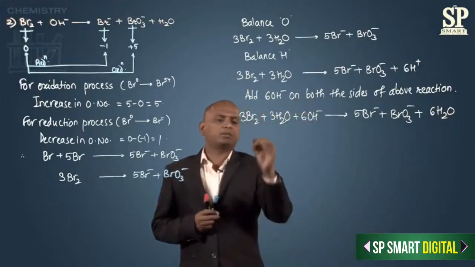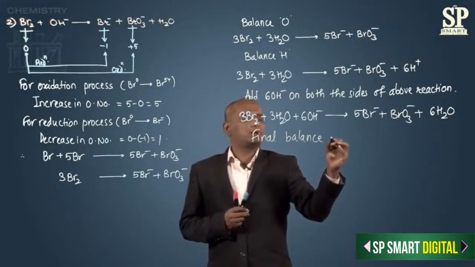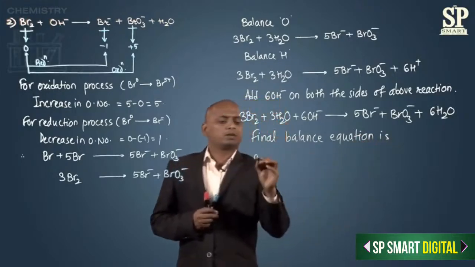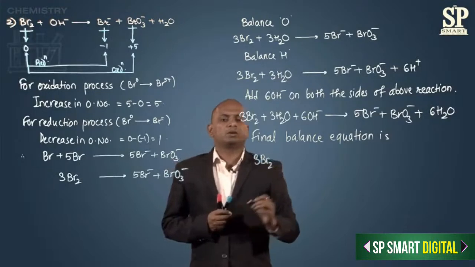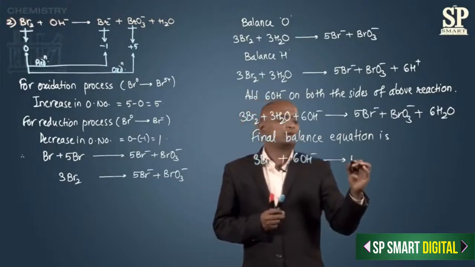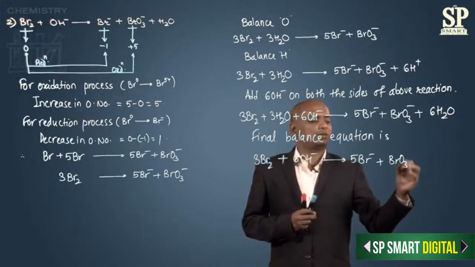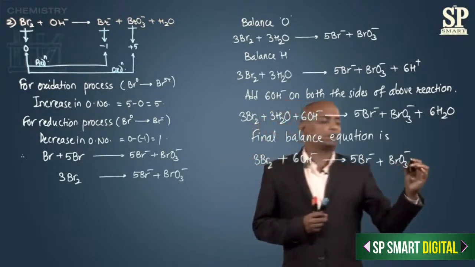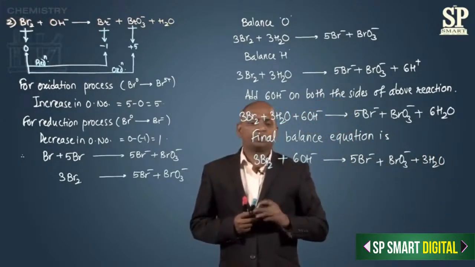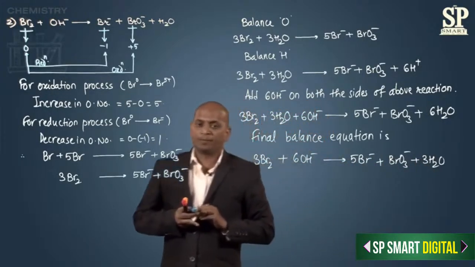So what is the final balanced equation? The final balanced equation is 3Br2 plus 6OH minus gives you 5Br minus plus BrO3 minus plus 3H2O, that is 6H2O minus 3H2O. This way we can balance this reaction in an alkaline medium also.